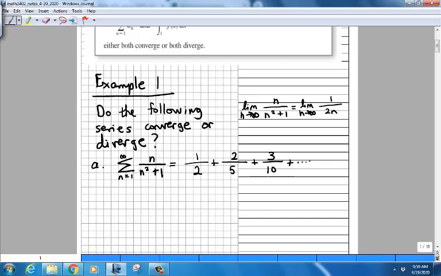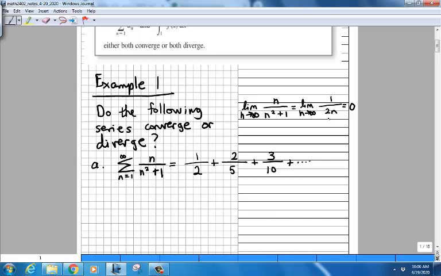And so this limit of n over n squared plus 1 is the same as the limit as n goes to infinity of 1 over 2n, but that is clearly 0. Because as n gets larger and larger, you're really dividing 1 by a larger and larger number, and that gets closer and closer to 0. So indeed, just like we observed here, the terms are getting closer and closer to 0. So that means that the series has a chance that it's going to converge. It's a possibility that it converges. But that doesn't guarantee that the series converges.